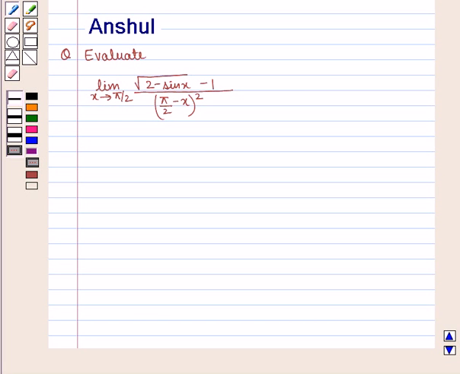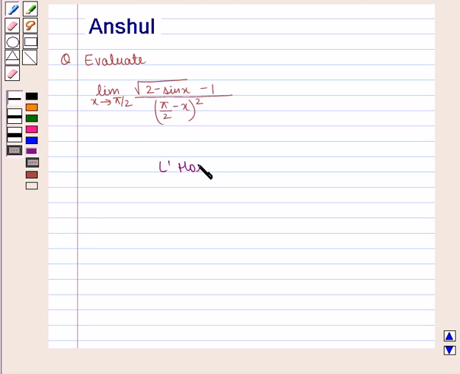In this session, we are going to discuss the following question, which says: evaluate limit x tends to pi by 2 of (square root of 2 minus sine of x, minus 1) whole upon (pi by 2 minus x) whole raised to power 2.